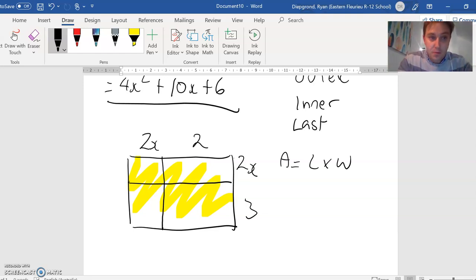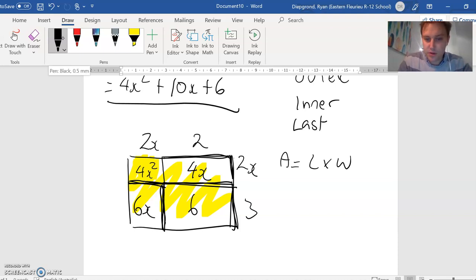So we've got 2x times 2x to find the area of this. 4x squared is the area of that little box. And then the area of this box: this length is the 2, and this is the 2x. 2 times 2x is 4x. Then we move on to this third square. We know that length is 2x, and this length here is 3. So that's 6x. And then the final box along there is 2 times 3, which is 6.